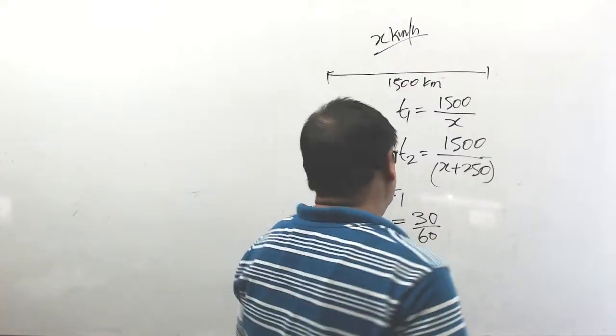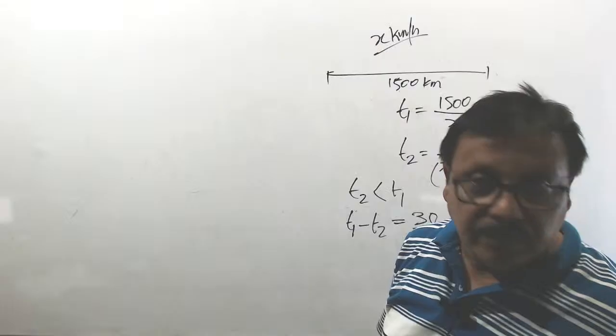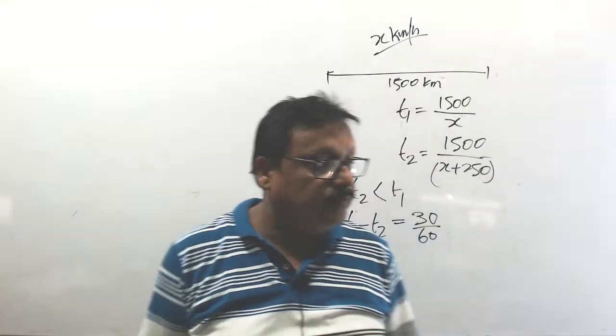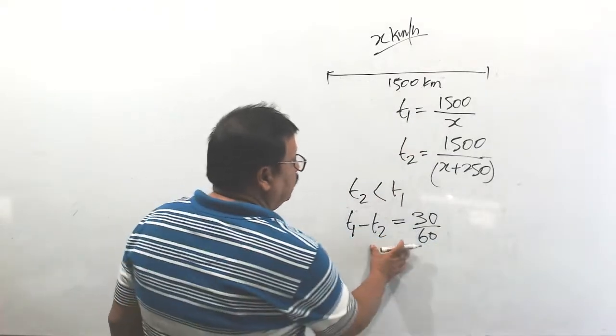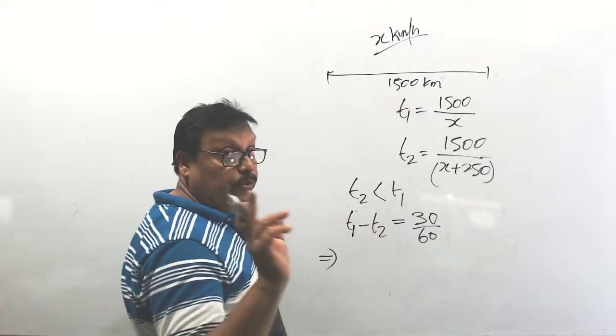It was late by 30 minutes. To cover the 30 minutes, he increased the speed by 250 kilometer per hour. Understood? This is the equation. Same as before, I will not do it, you will complete.